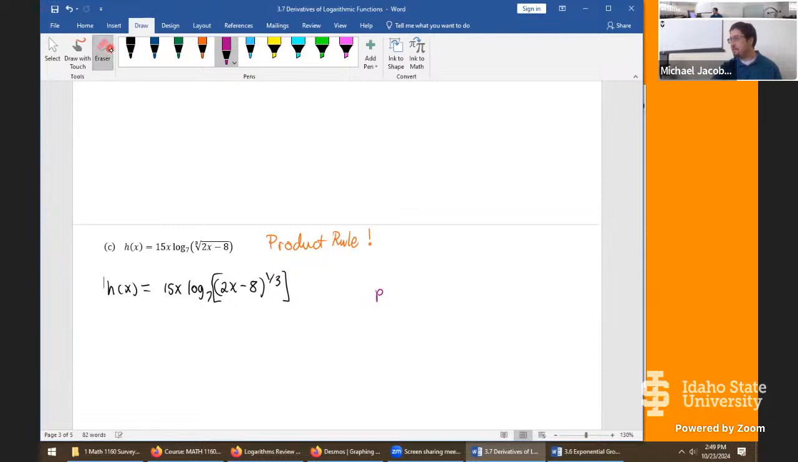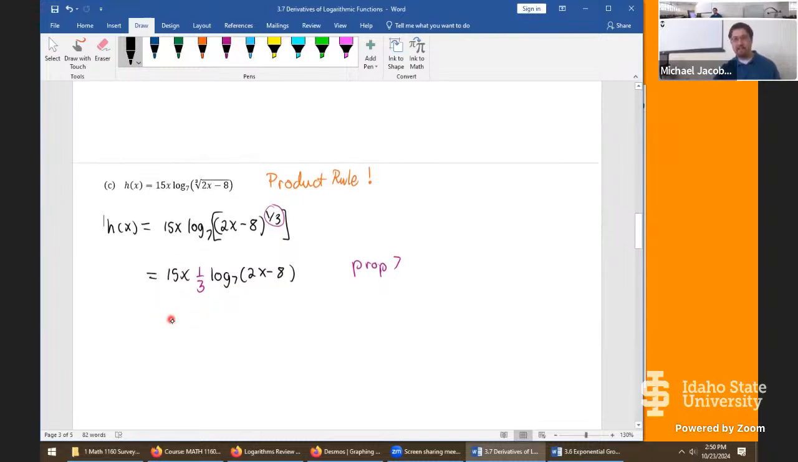Actually, let me write it down this way, where the result is of using property 7. We have 15x. The 1/3 that's there comes down as 1/3 log base 7 of 2x minus 8. So let's do a division next. And now we have definitely a simplified function, maybe not by a lot this time, but you know what? Any bit helps a lot. The problem is complicated already enough. So we get 5x log base 7, 2x minus 8.